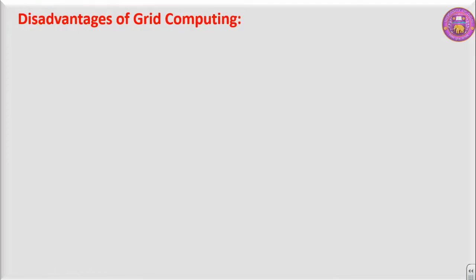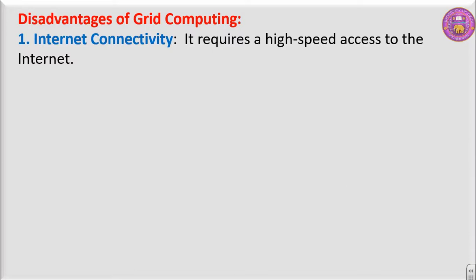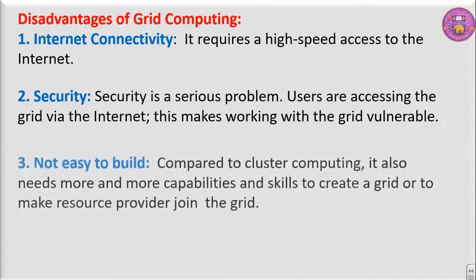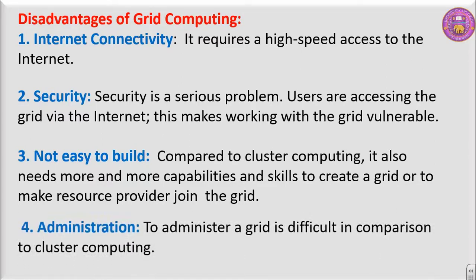What are the disadvantages of grid computing? First, internet connectivity. It requires a high-speed access to the internet. Second, security, which is a serious problem. Users are accessing the grid via the internet and this makes working with the grid vulnerable. Third, not easy to build. Compared to cluster computing, it also needs more and more capabilities and skills to create a grid or to make a resource provider join the grid. Fourth, administration. To administer a grid is difficult in comparison to cluster computing.